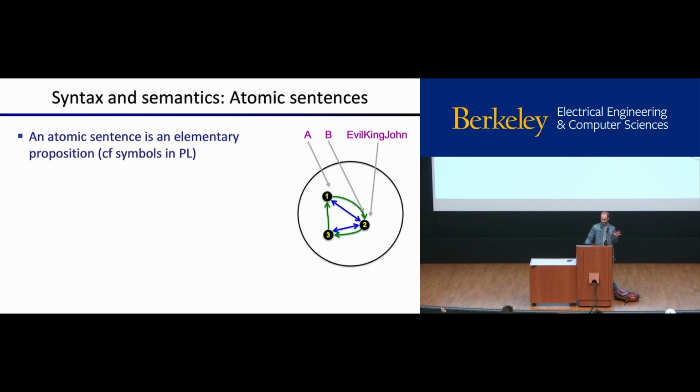First we have terms. Now we have atomic sentences, and then we'll get to complex sentences. An atomic sentence is an elementary proposition, and this has the same type as a symbol in propositional logic that can take true or false. Yeah? So does object 2 have 2 classes? Yeah. So the sentence, spoilers a bit, the sentence B equals Evil King John would return true in this possible world.